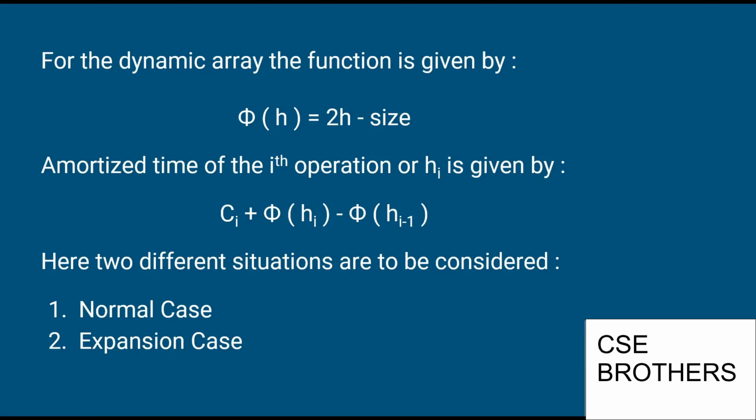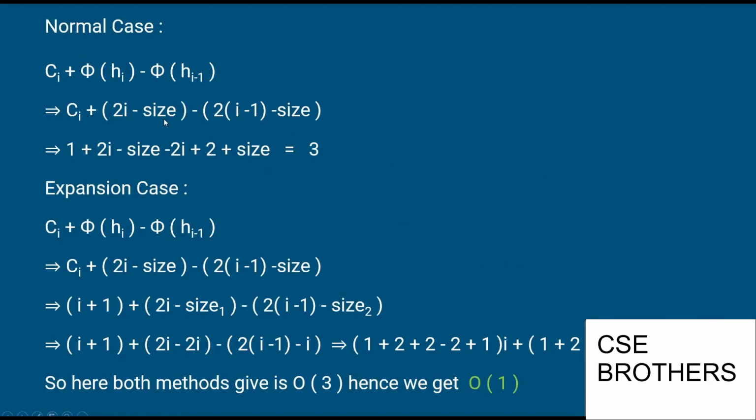So here, since h of i consists of the parameter size, and the size of the array will not be the same every time, there will be two cases possible. First will be the normal case, where the size of the array does not increase, and second will be the expansion case, where the size of the array will be increasing. So let us calculate for both of them. So now let us consider the normal case.